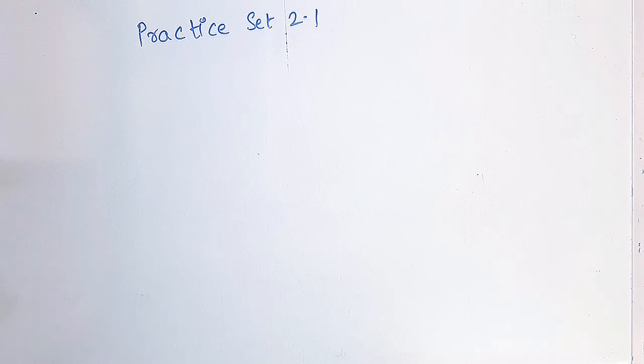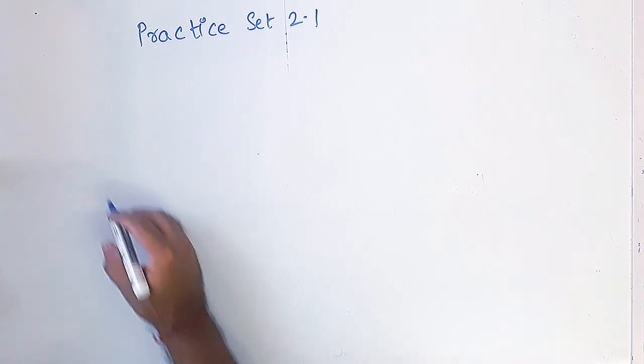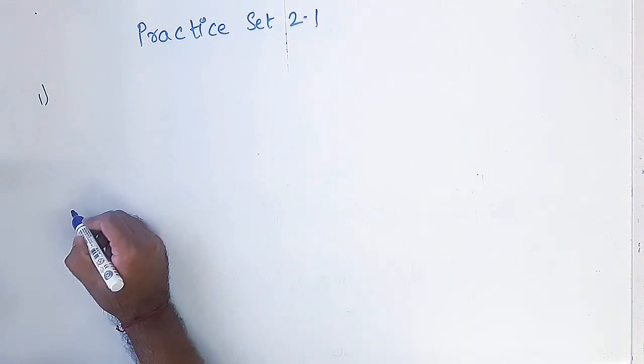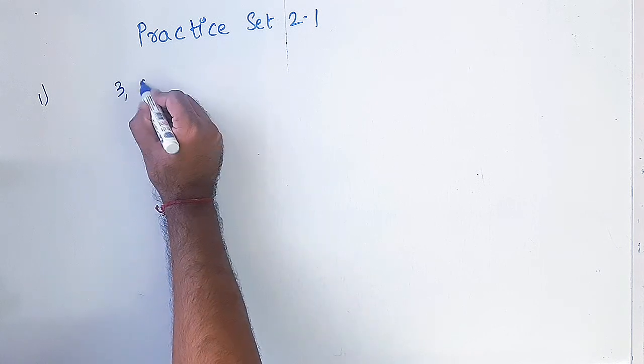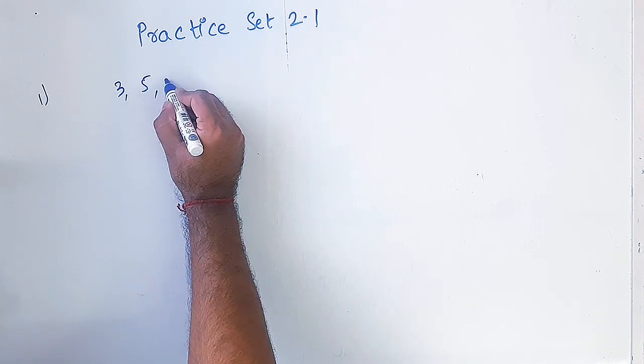Everyone, and today we'll be starting with practice set 2.1 Geometry Standard 10th, and the first one says: identify with reason which of the following are Pythagorean triplets.